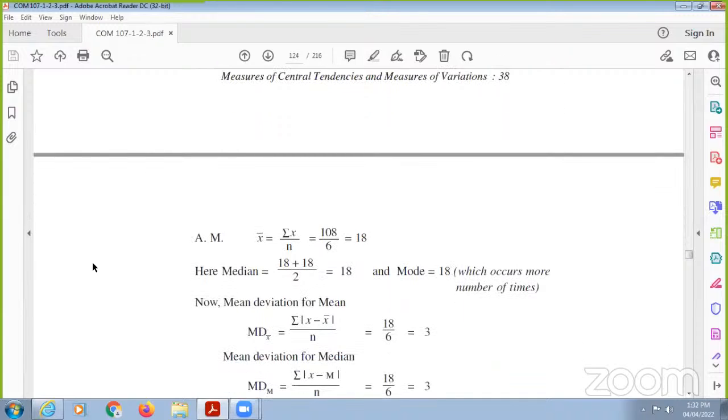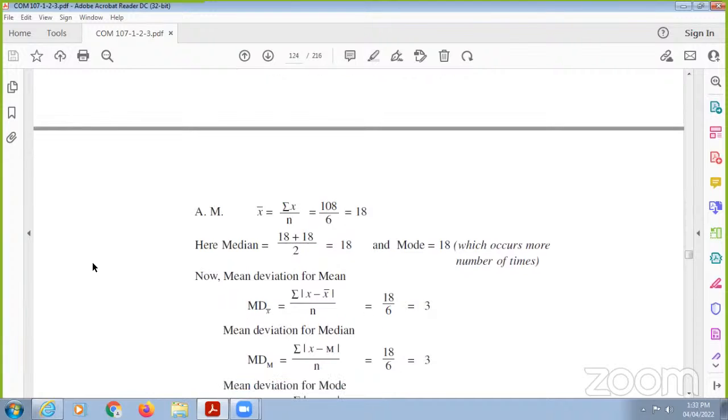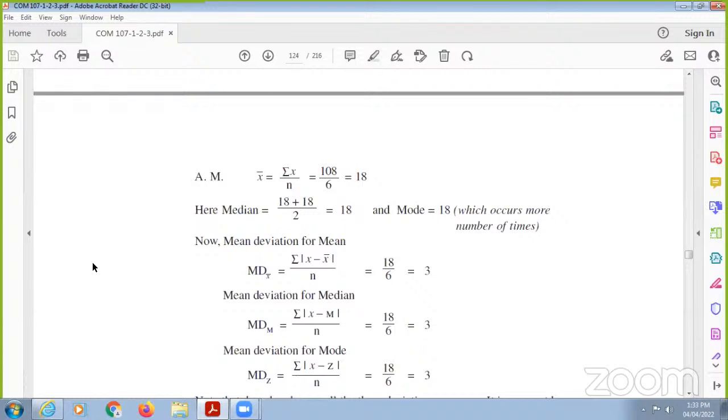The formula is that mean deviation from x bar is equal to summation of bracket x minus x bar upon n. That means here 18 upon 6, that will be 3 also. Then mean deviation from median, MDM, is equal to summation of bracket x minus M upon n. The same answer, 18 divided by 6, will be 3 here.